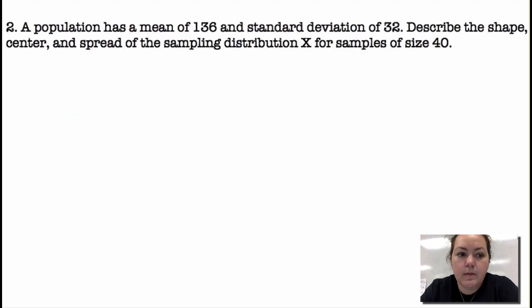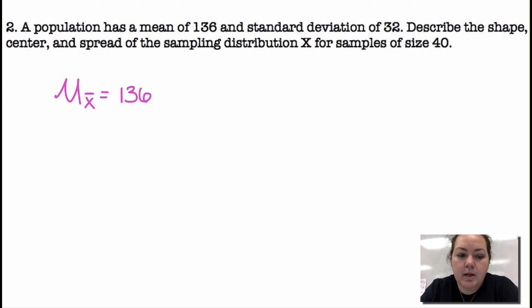All right, number 2. A population has a mean of 136 with a standard deviation of 32. Describe the shape, center, and spread of a sampling distribution of x bar for a sample of size 40. My mean is 136 for the population, the standard deviation of the population is 32, and the sample size is 40.